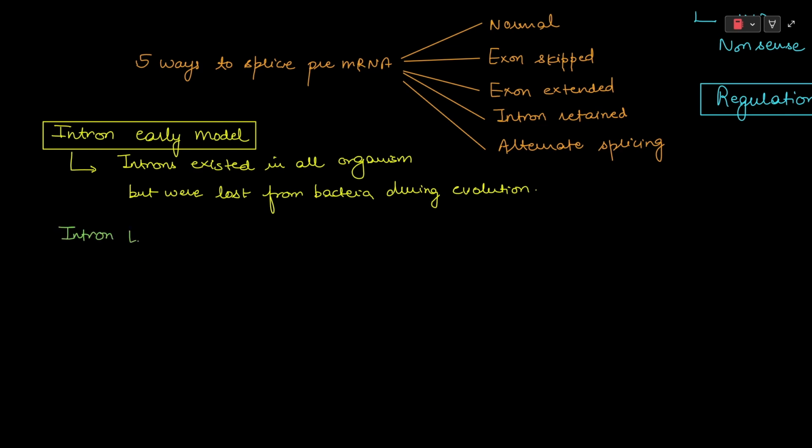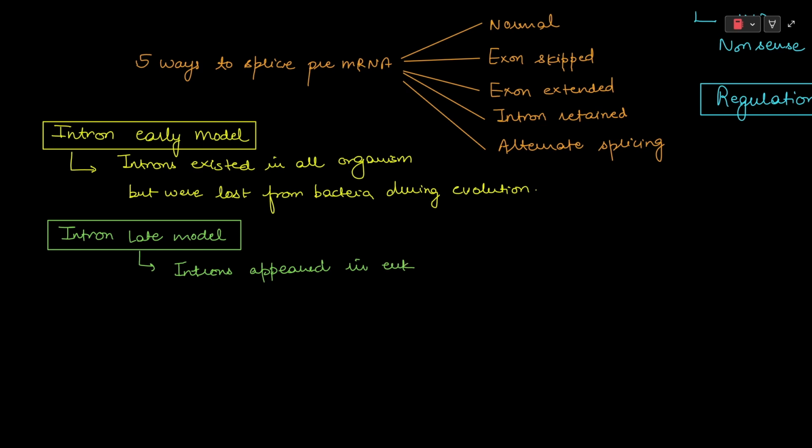Now there is another model, and I hope you can guess the name of it. It is intron late. You either arrive at a party early or you arrive at the party late. So this is the intron late model, and again it is quite self-explanatory. It says that introns never existed in bacteria. Introns appeared in eukaryotes during evolution, and they never existed in the prokaryotes.